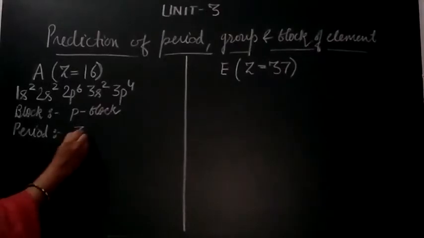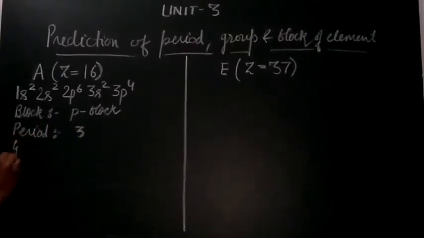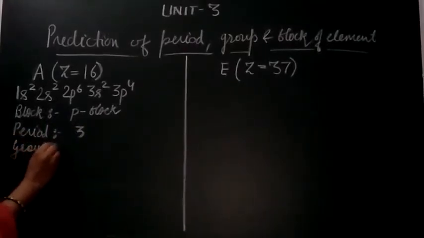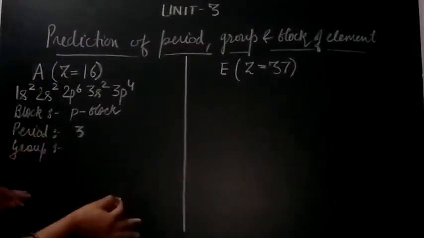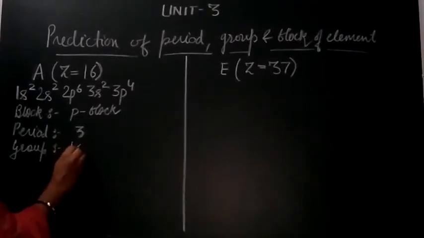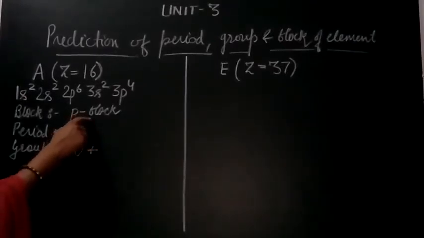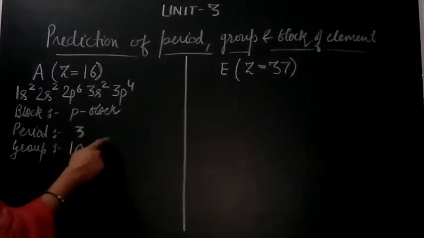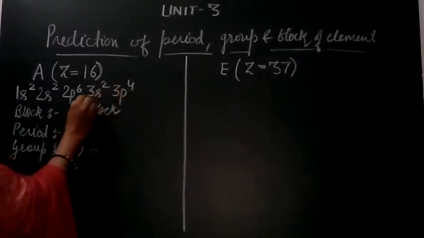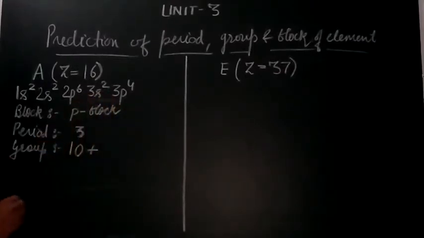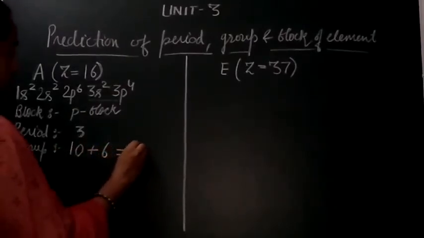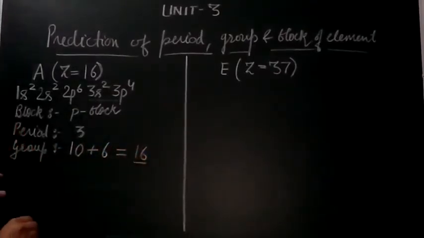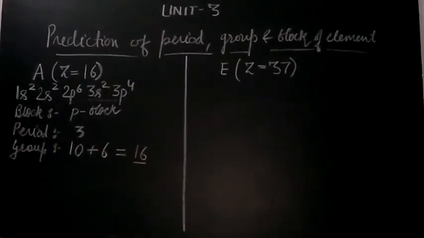Now the next thing is that we are going to find out the group of it, which we can say is the column, right? So here we are going to add 10 plus. Now we have identified the p block element, so it is 10 plus the number of valence electrons. So how many valence electrons? The valence shell is the third shell, and here we are having 6 electrons. So it is 10 plus 6, so we will get 16. So students, this element belongs to p block, period number 3 and group number 16.